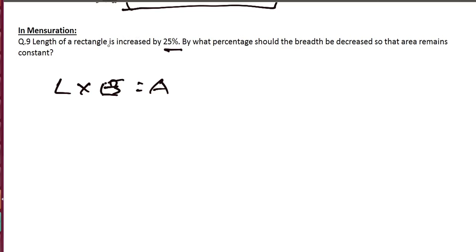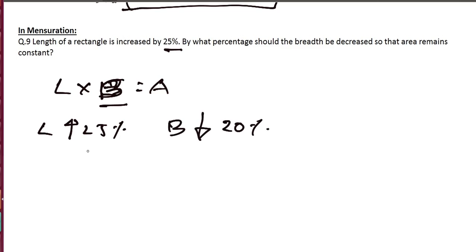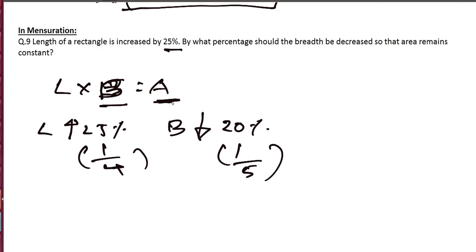So here the figure taken is a rectangle. The length is increasing by 25%, so certainly the breadth has to be decreased by 20%. The breadth has to be decreased by 20% because the length is increasing by 1/4. The breadth has to be decreased by 1/5 in order to keep the area constant, right? By what percentage should the breadth be decreased so that the area remains constant? So the breadth has to be decreased by 1/5 or 20%.